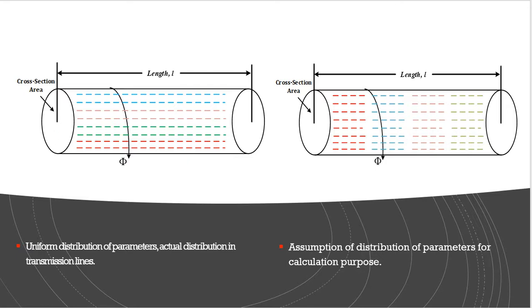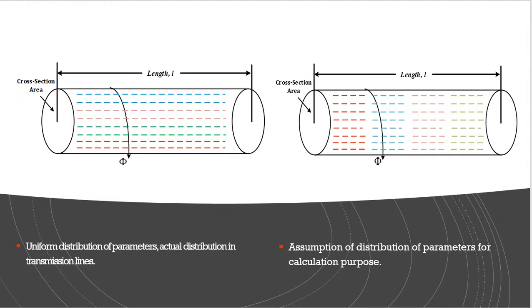These are uniformly distributed across this transmission line, where we have the cross section area of the cylinder, which is labeled here, as well as the length of this conductor or transmission line, which is represented by L, and we have the electric flux across this conductor, which is represented by phi.